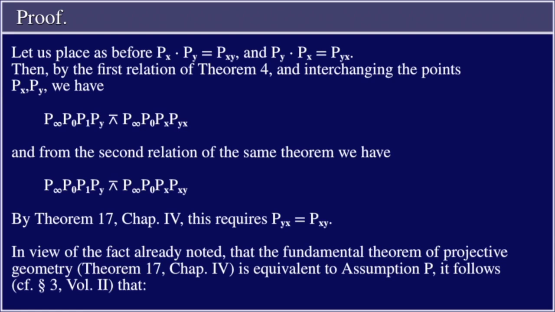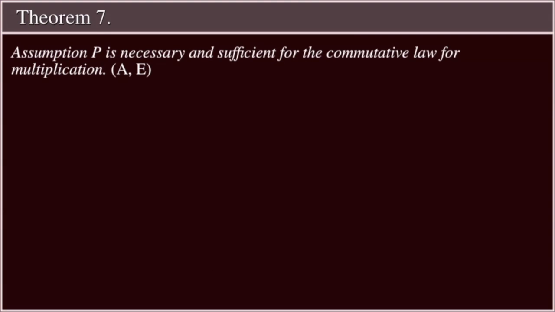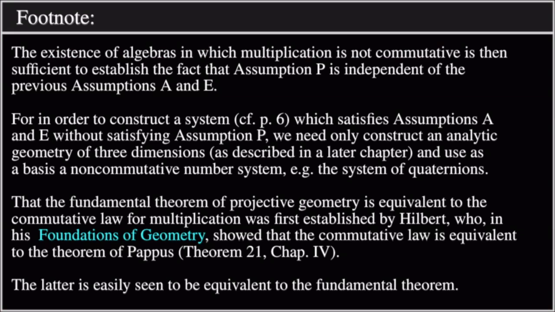In view of the fact already noted that the fundamental theorem of projective geometry, Theorem 17, Chapter 4, is equivalent to assumption P, it follows, chiefly from Section 3, Volume 2, that Theorem 7, assumption P is necessary and sufficient for the commutative law for multiplication. Assumptions A and E. Footnote.